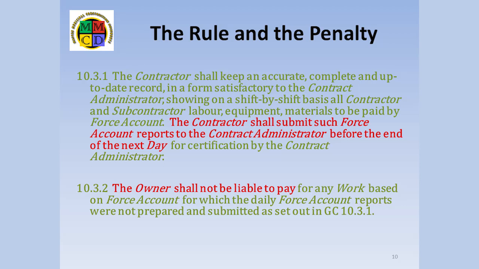GC 10.3.2 reads, "The owner shall not be liable to pay for any work based on force account for which the daily force account reports were not prepared and submitted as set out in GC 10.3.1." This is the language that imposes the severe sanction of voiding entitlement if the forms are not provided as required. The words "shall not" are a definitive statement contractually removing the obligation of an owner to pay for something that would normally be to its account.